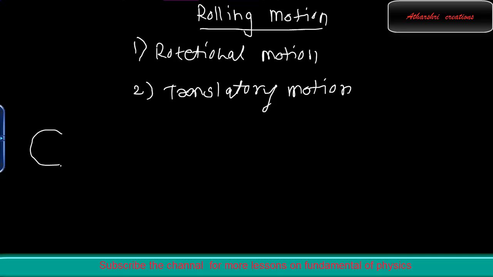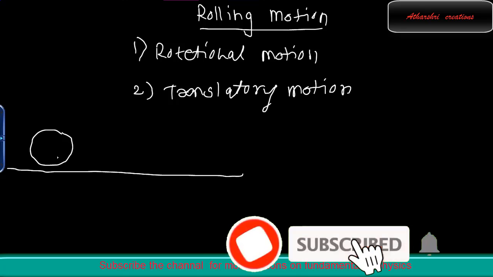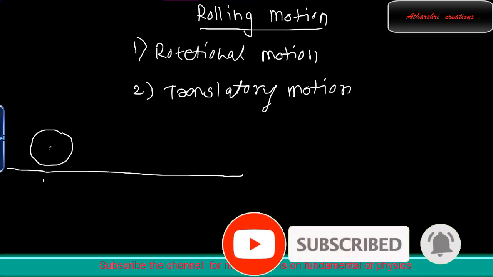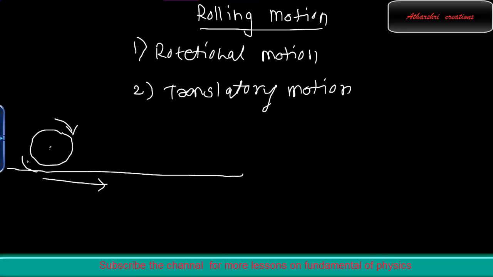Consider a wheel moving along the horizontal surface. Now when this wheel moves with rolling, it performs the rotational motion about the axis passing through the center, and also it performs the translatory motion. This is called the rolling motion. Now we have to find the total kinetic energy of the body which is in rolling motion.